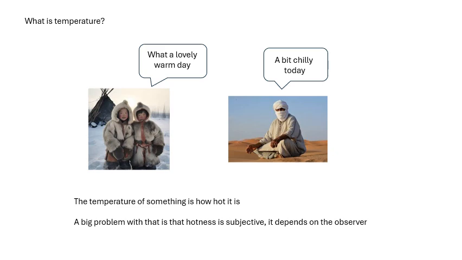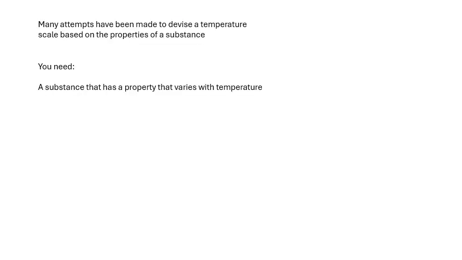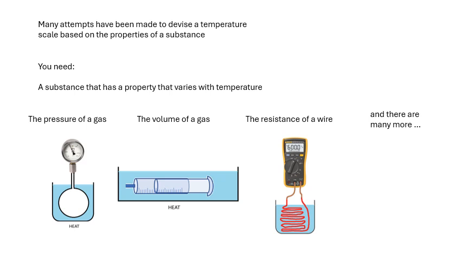What we need is an objective temperature scale, an objective way of defining temperature. And many attempts have been made to devise a temperature scale based on the property of a substance. For example, the pressure of a gas. So you need a substance that has a property that varies with temperature. For example, it might be the pressure of a gas, it might be the volume of a gas, it might be the resistance of a wire, and there's loads of other things that vary with temperature, okay? Maybe the resistance of a thermistor, lots of different things.